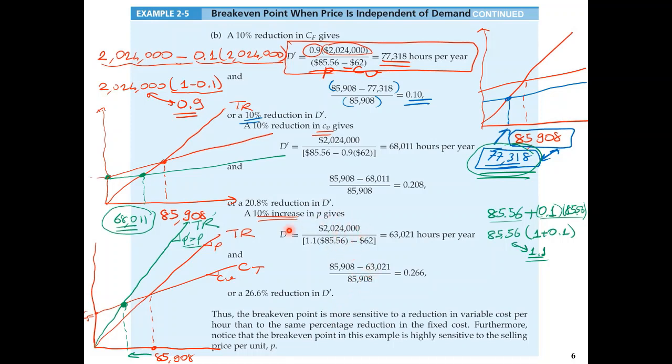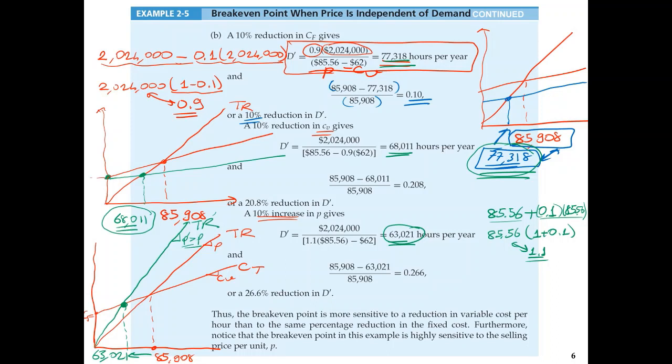As you can see here, the fixed cost is the same, the variable cost is the same, but the price is multiplied by 1.1. And the resulting break-even point is 63,021. Now, when you compare this result with the previous ones, you will see that the maximum change appeared here.